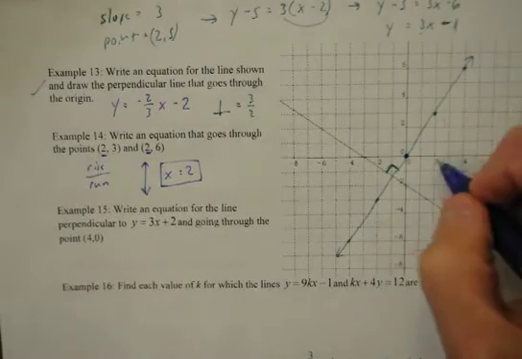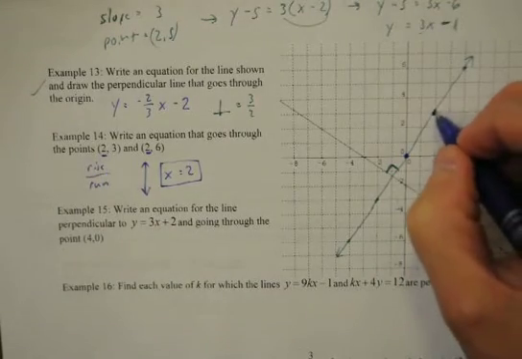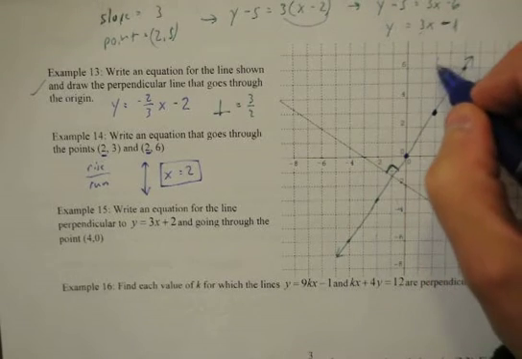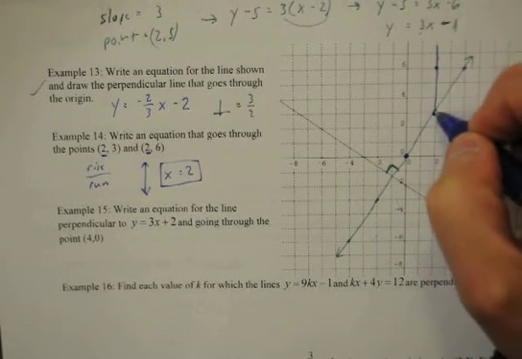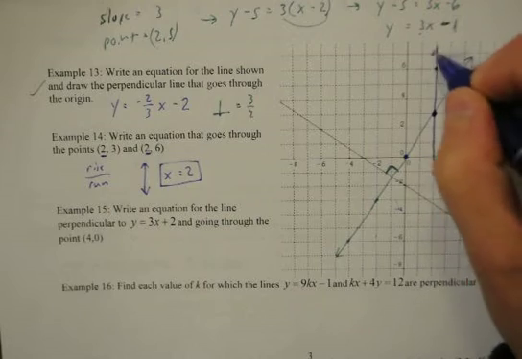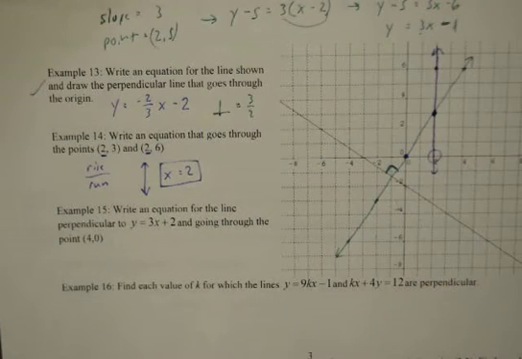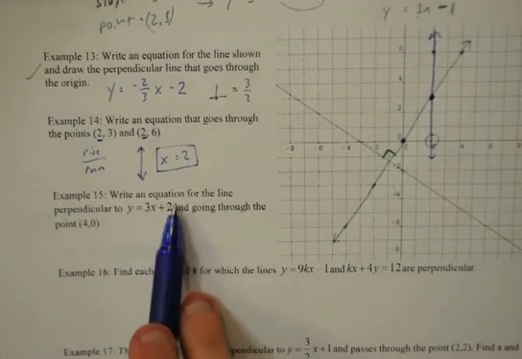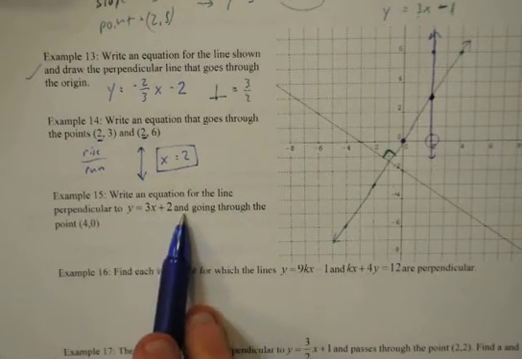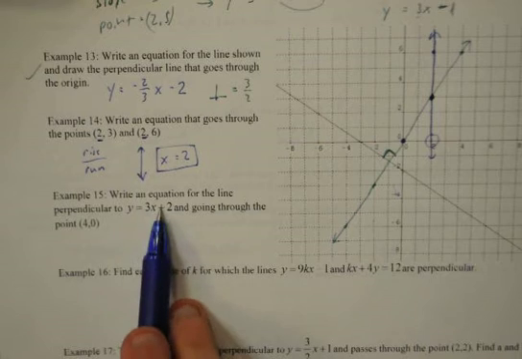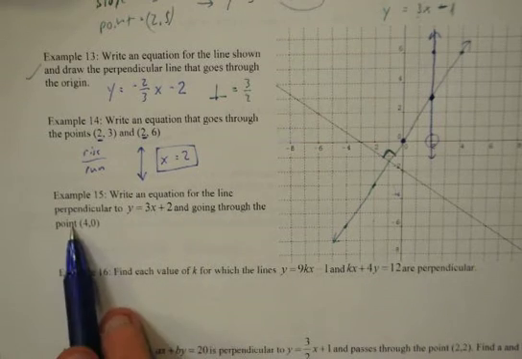You could graph that. So (2, 3) and (2, 6). It's this line right here. And you can see it goes through x equals 2. That's the equation. 15. Write an equation for the perpendicular to this line and going through the point (4, 0).